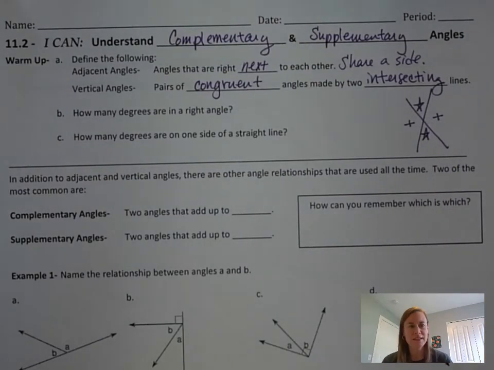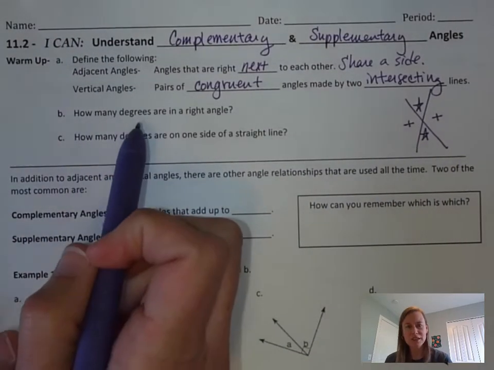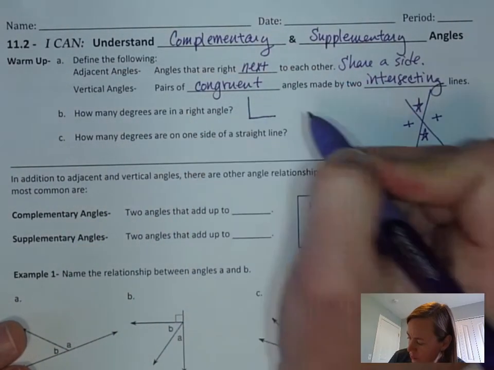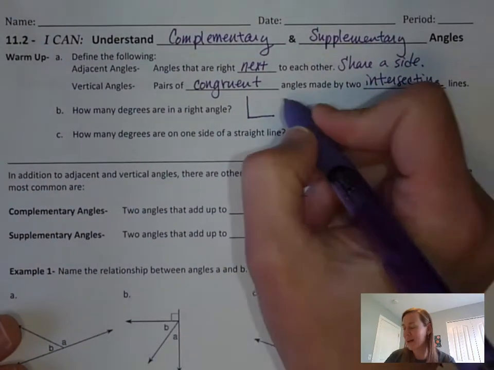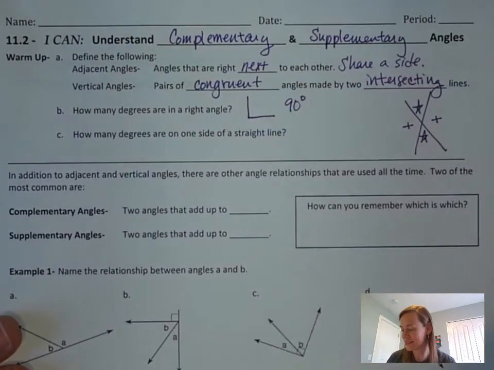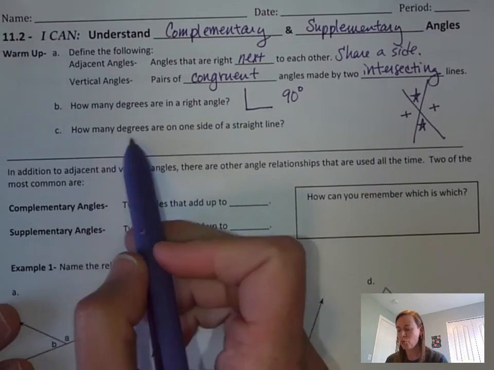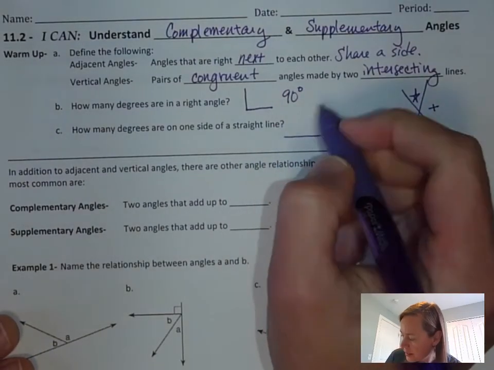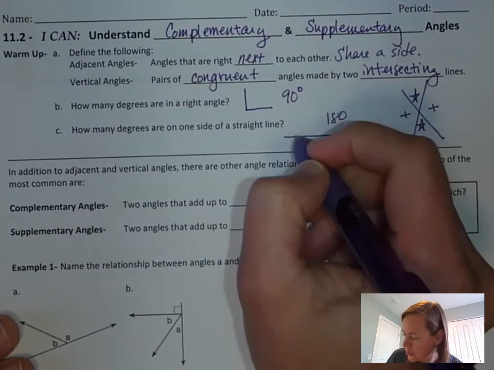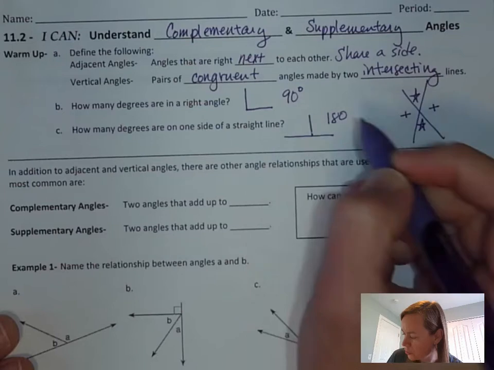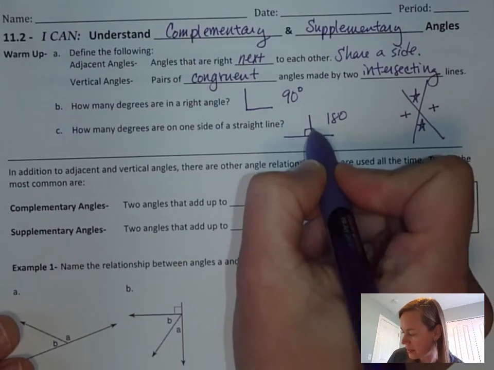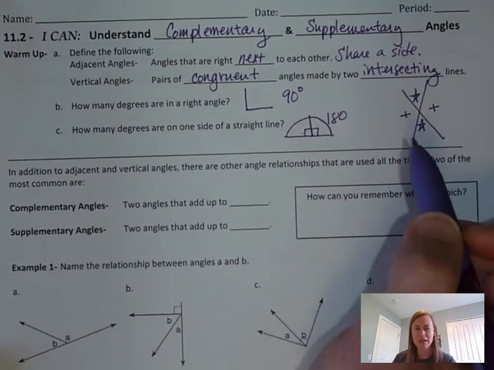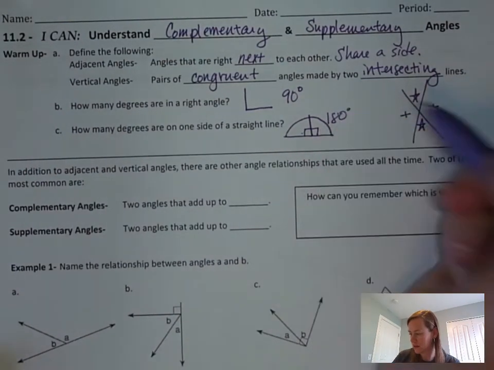Okay? Next up, warm up B, it says how many degrees are in a right angle? A right angle is going to look like this, sort of, kind of, and it's going to have 90 degrees. And what about how many degrees are on one side of a straight line? So if you have a straight line, this is going to have 180 degrees. You can see how it's kind of like two 90-degree angles. There's that 90 degree and that 90 degree. Add them up and you would get a total of 180 degrees.